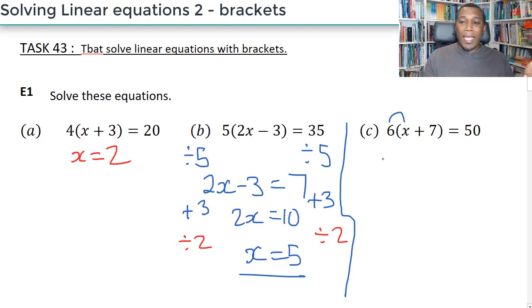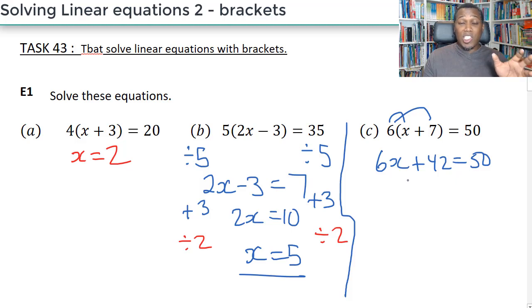So 6 multiplied by x is 6x. And then 6 multiplied by positive 7, 7 6s are 42. So plus 42 is equal to 50. I expanded, I multiplied out the bracket. At this stage, after multiplying out the bracket, it's like, well, this is like the stuff we were doing before.